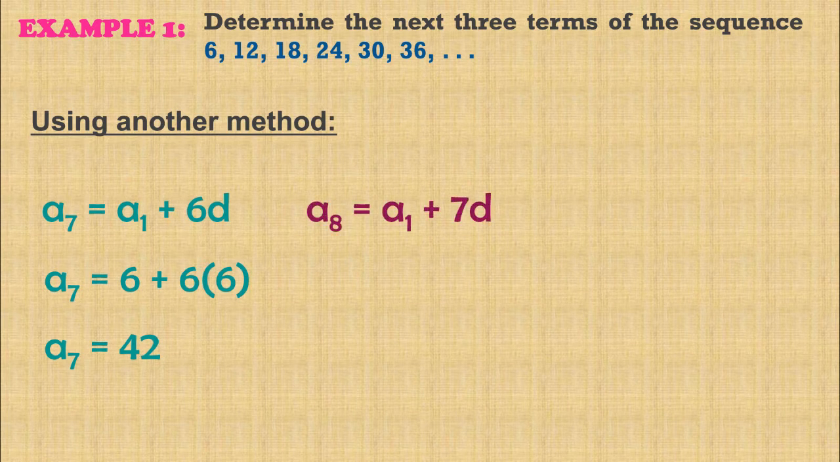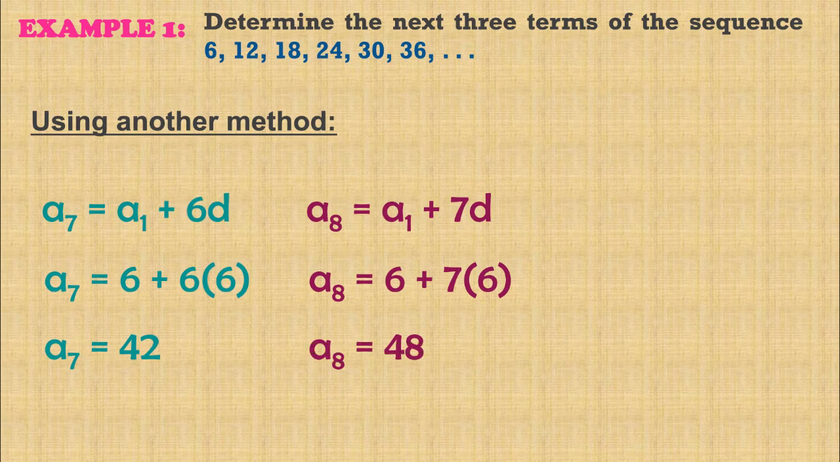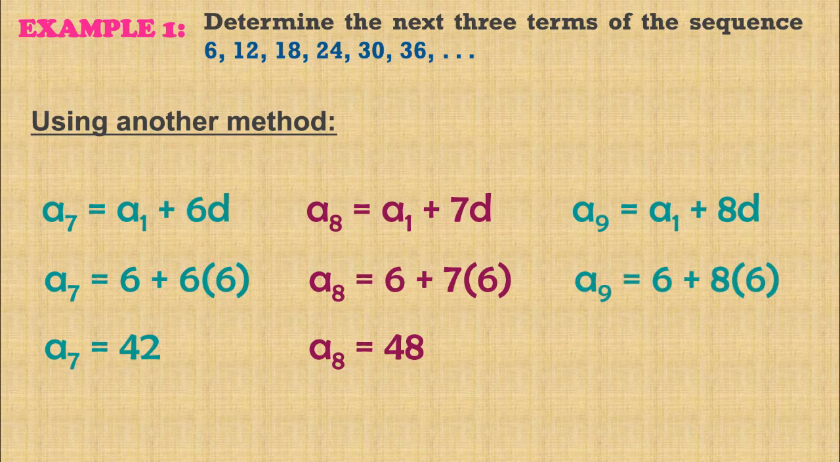To get the eighth term, we have a sub 8 equals a sub 1 plus 7d. Replacing d by 6, we get this. And therefore, a sub 8 or the eighth term is equal to 48. Now to solve for the ninth term, we can use the formula a sub 9 equals a sub 1 plus 8d. By substitution, we get this. By solving, we have a sub 9 equals 54.